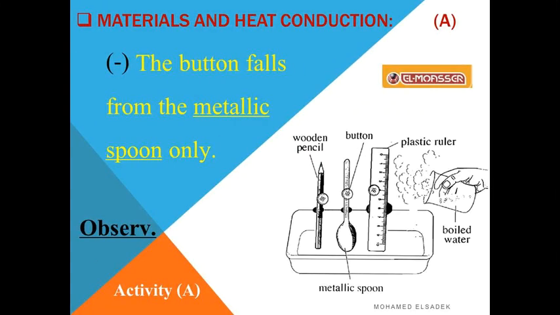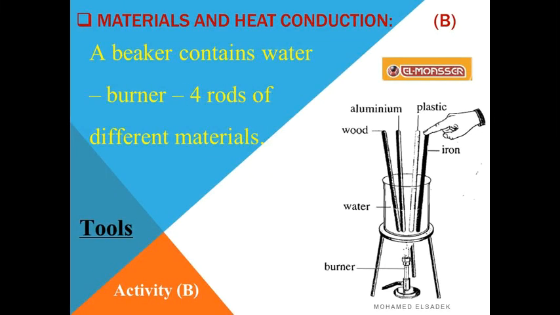Observation. ايه الملاحظة بقى؟ خلي بالك انا حطيت ايه؟ حطيت boiled water ماء مغلي، يعني high heat حرارة عالية. ركز بقى، وانا كده مستني اعرف ايه؟ which object conducts heat. اي جسم هو اللي هينقل الحرارة. Observation: the button falls from the metallic spoon only. الزرار هيقع من الملعقة بس، عشان في حرارة وصلت للزرار. Activity number B. Tools: beaker contains water.